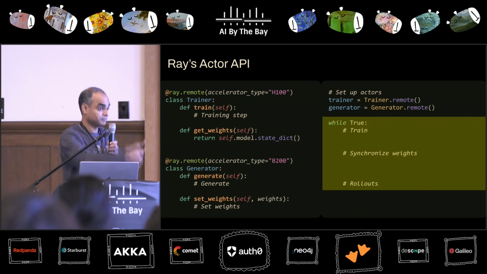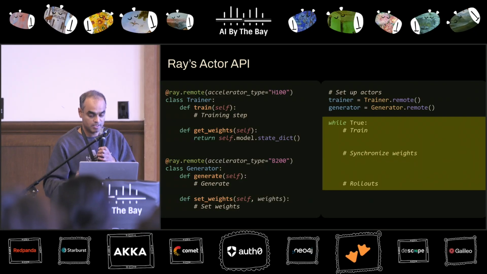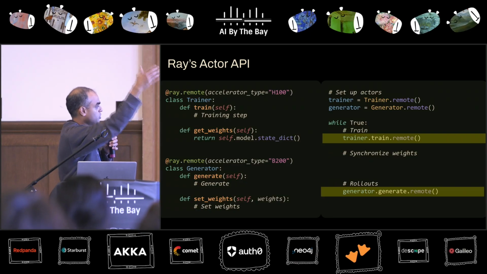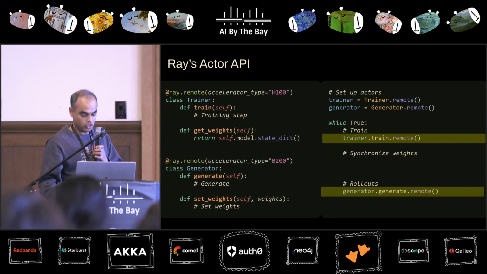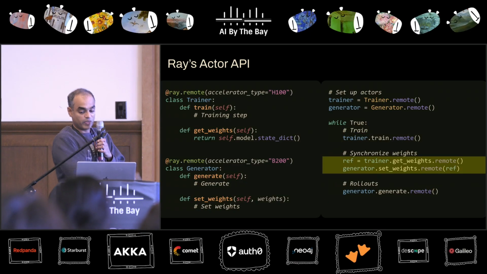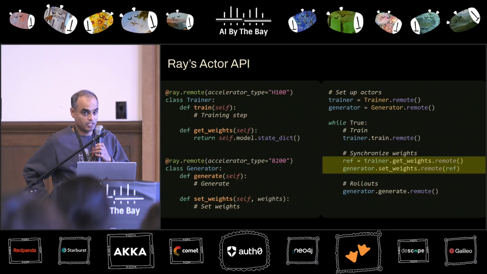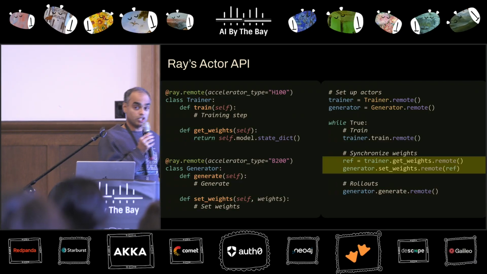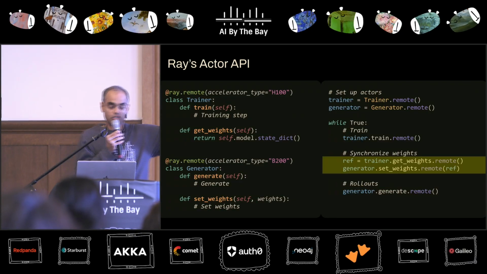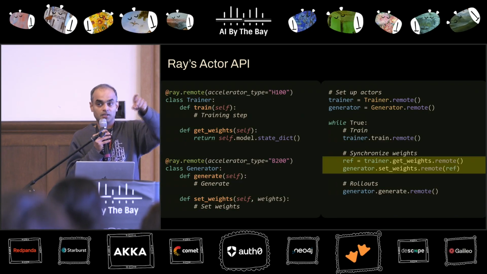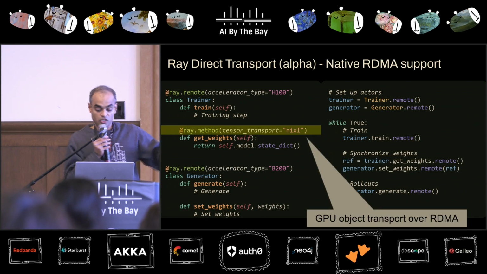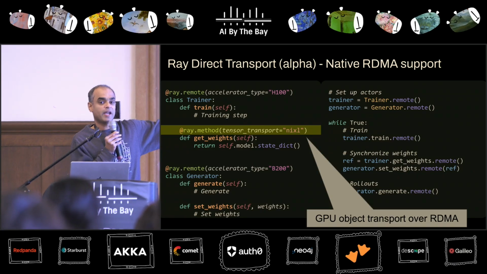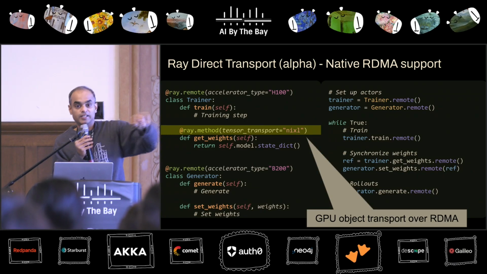But for RL, you need to go another step. You have a while loop. You need to train, you need to synchronize weights, and you need to do rollouts. So you call trainer.train.remote to get it started, generator.generate.remote. And you exchange weights using the two functions that are created. But there's a problem here. This will work, but it's inefficient, because now you're transferring the weights between the trainer and generator through CPU, through GPU. And so we have also added something called GPU object transfer over RDMA, so you can actually specify the transport backend that you need so that it directly transfers.